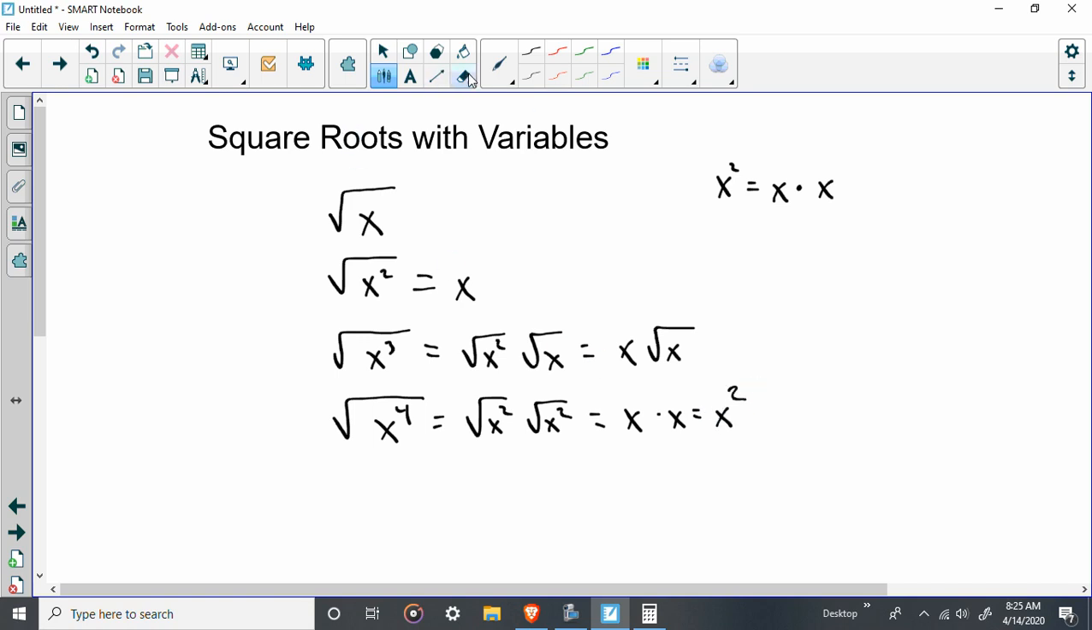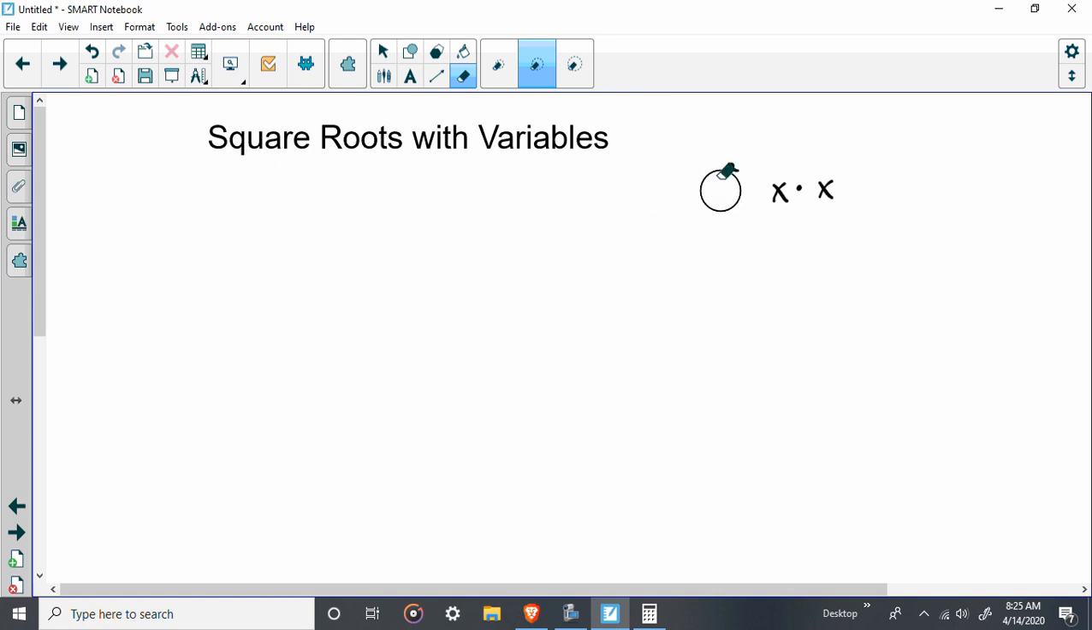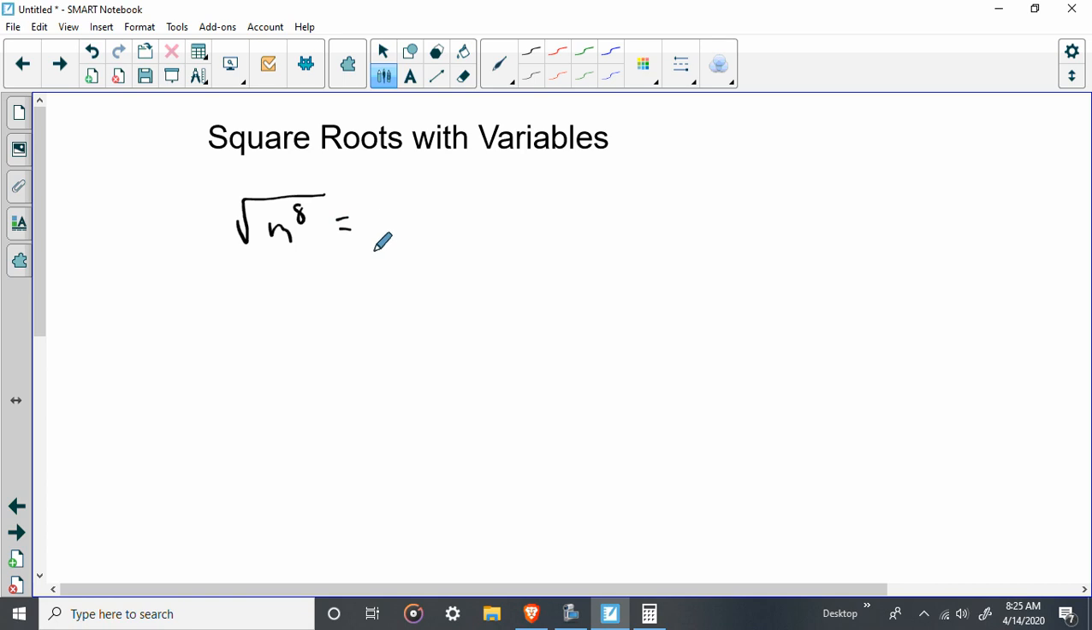So here's kind of your rule. You're going to divide the exponent by 2, okay? So if I said, what is the square root of m to the 8th power? 8 divided by 2 is 4.